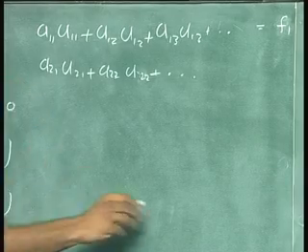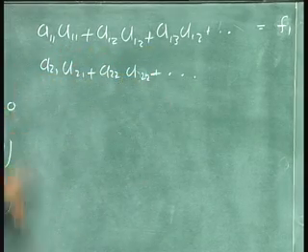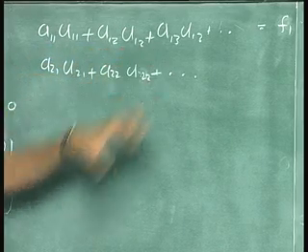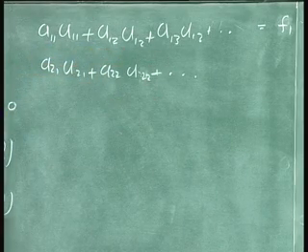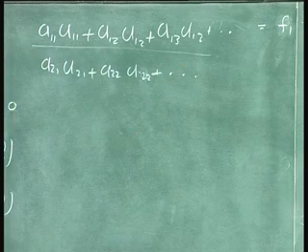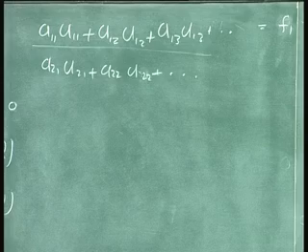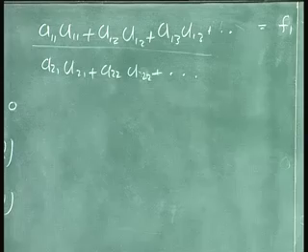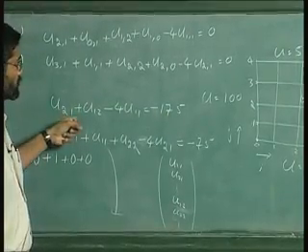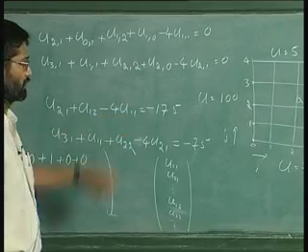Okay, so I can write it in a matrix form where U11, U12, U13 are our unknowns, and A11, A12, A13 are our coefficients. So if I compare this equation here with the equation which we have here, I can see that most of those coefficients are simply zeros. Right, so that's the point which I was trying to make.